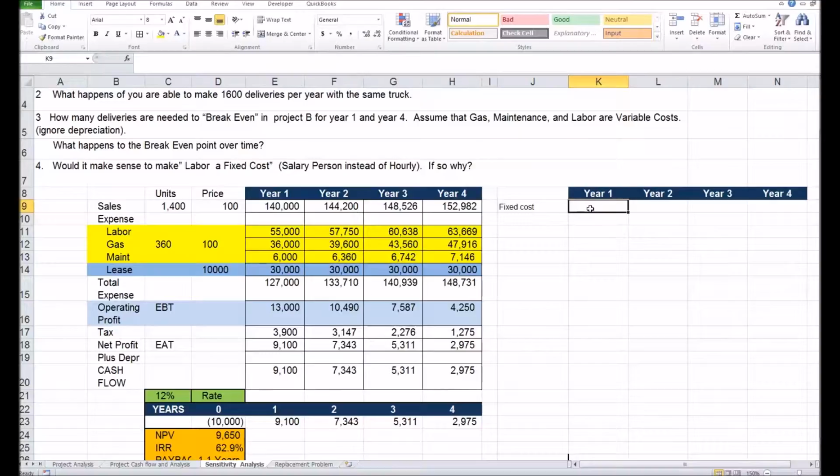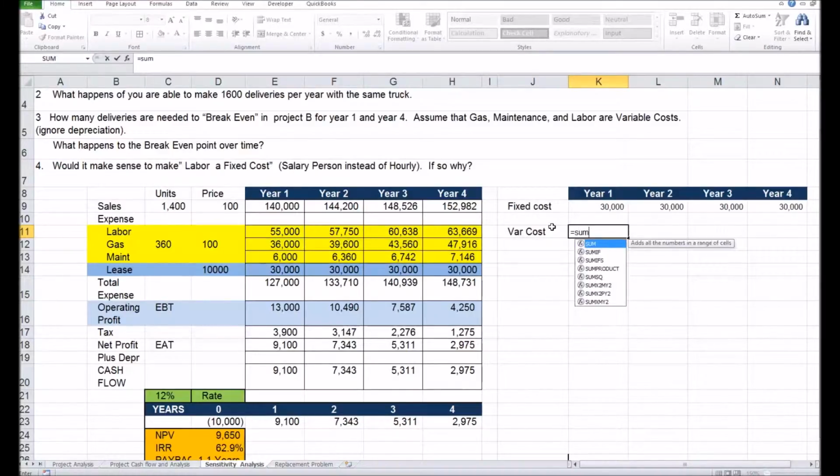The fixed cost in this case is going to equal our $30,000. And we can copy that one across. So in each year we have a fixed cost of $30,000. And we have variable cost we need to look at. And they equal all of our labor, gas, and maintenance. So in this case, it's the sum of labor, gas, and maintenance.